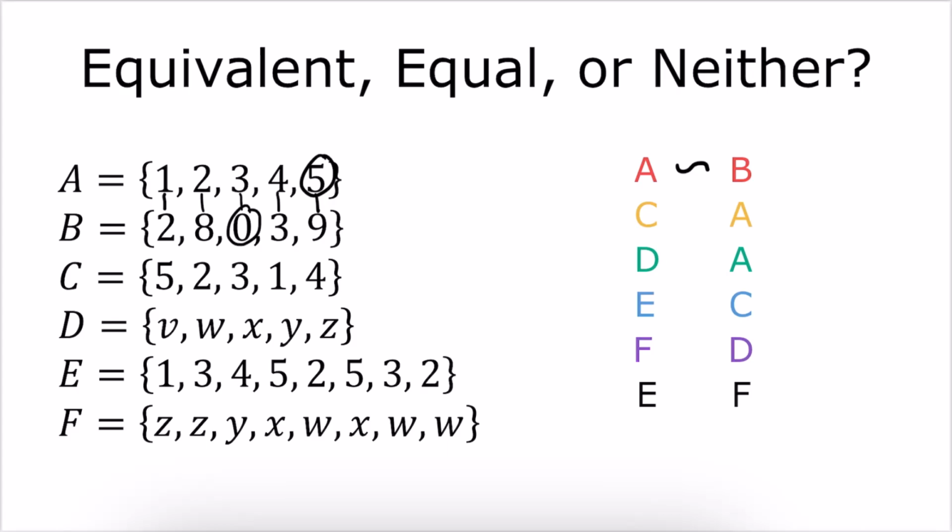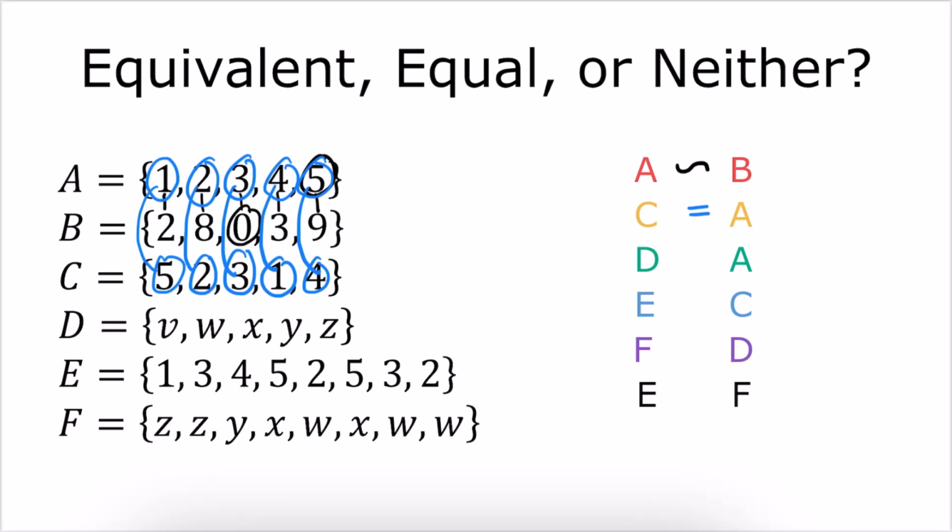If I wanted to compare C to A, again, I'm just looking for a one-to-one correspondence to determine whether or not they're equivalent. So I could say, well, I'm going to match 1 to 5, 2 to 2, 3 to 3, 4 to 1, 5 to 4. So that tells me they are equivalent, but they're also equal to each other because they both have a 1, they both have a 2, they both have a 3, they both have a 4, they both have a 5, and so this means that they're equal to each other. So all equal sets will be equivalent to each other, but you may have some sets that are not equal, but they are equivalent, like A and B were.